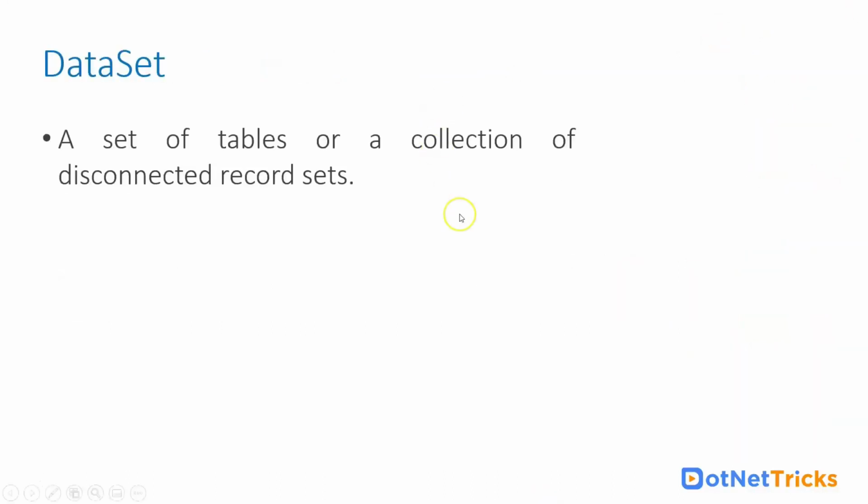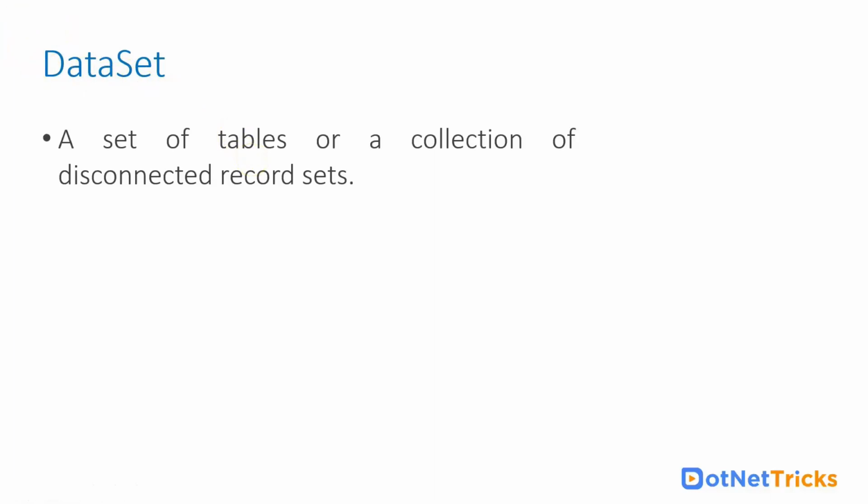So guys, what do we mean by the data set class? It is available in the System.Data namespace. It consists of a set of tables, or a collection of disconnected record sets. For example, you want to fetch two data tables in one data set, one is employee and another is department. So it can have a table based on index 0, index 1 or the name of the table. And you can modify both the tables simultaneously or respectively.